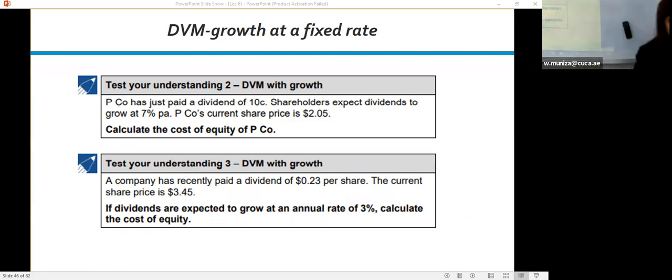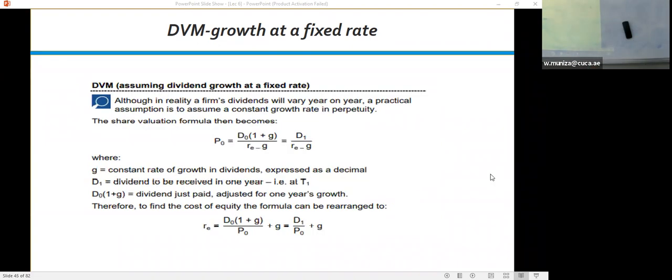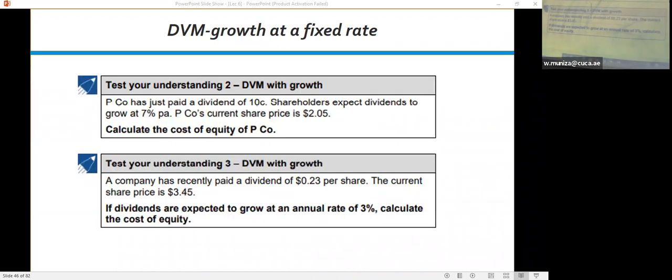Okay. Two formulas are there. Look, two formulas are there. For P0, that is share price, and this one, required rate of return. Required rate of return is cost of capital or cost of equity. If you are calculating P0, then the denominator is RE minus G. If you are calculating RE, then the denominator is P0, and in the end, you are going to add the G factor as well. Got it? So you are going to add G.